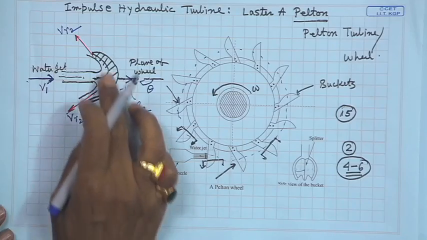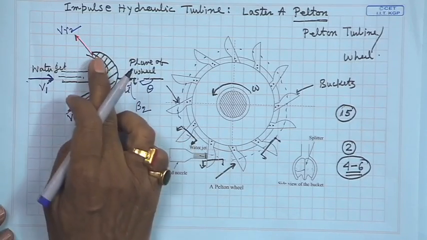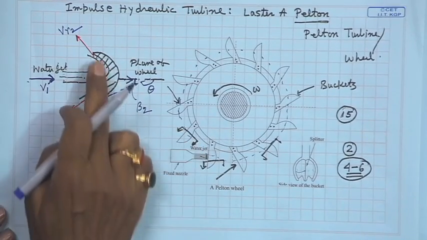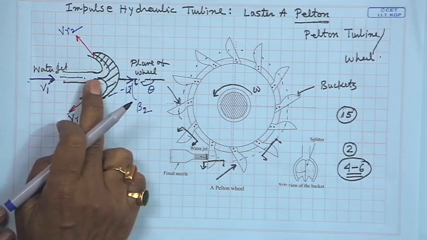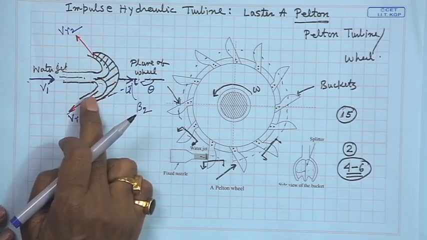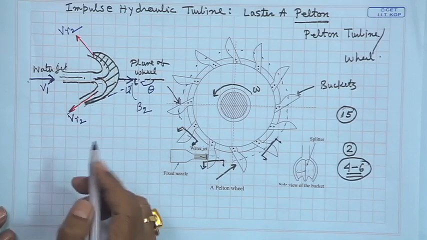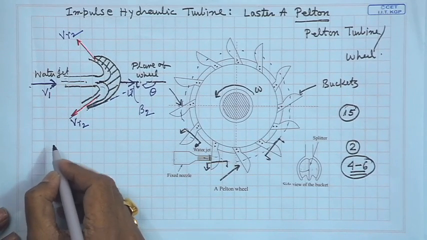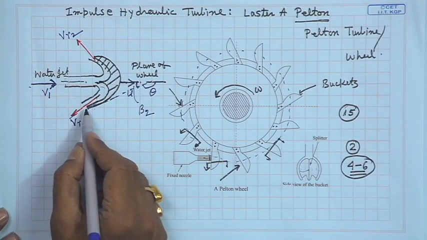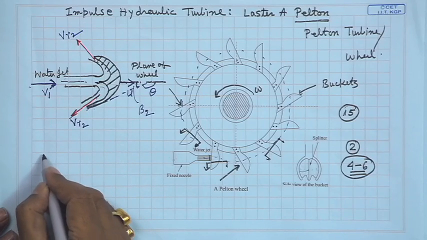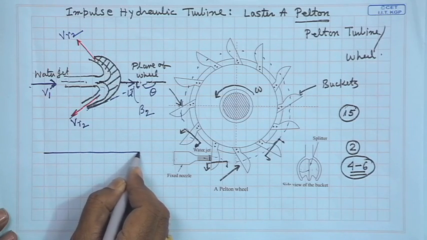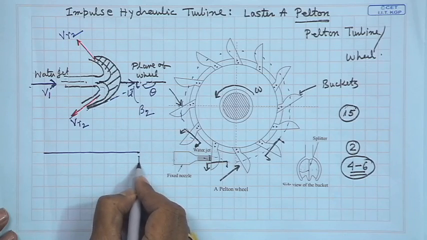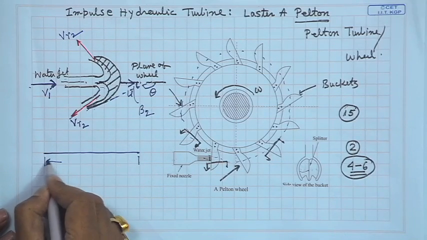Now, with this concept and taking a single cross sectional view of a single bucket, the way the water jet comes, hits it and glides along the surface of the bucket, we can now draw the velocity triangle. At inlet, the velocity triangle will be like this. This is V1. Let us consider this is V1.